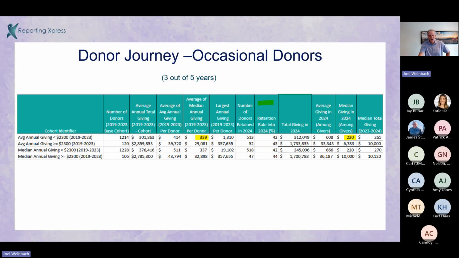We want to look at our occasional donors as well. These are donors that have given 3 out of the last 5 years. They fall towards the lower end in terms of value, median giving, but they still can be important, particularly the higher level donors. I mean, these 6,700 and 10,000 numbers are significant. And you've got some big ones in there, so you have to be careful with the average. The average here was 43,000, but the median a year or two later was only 10,000. So a few big ones raise the average, but a lot of them are probably in the $5,000 to $20,000 range, giving you a median closer to 10.